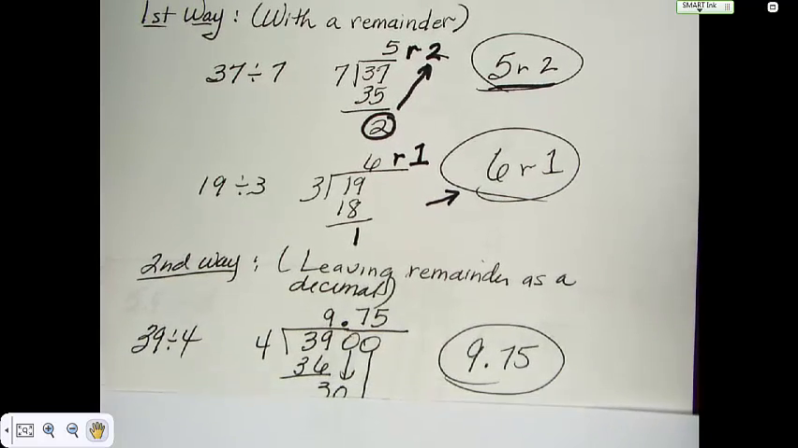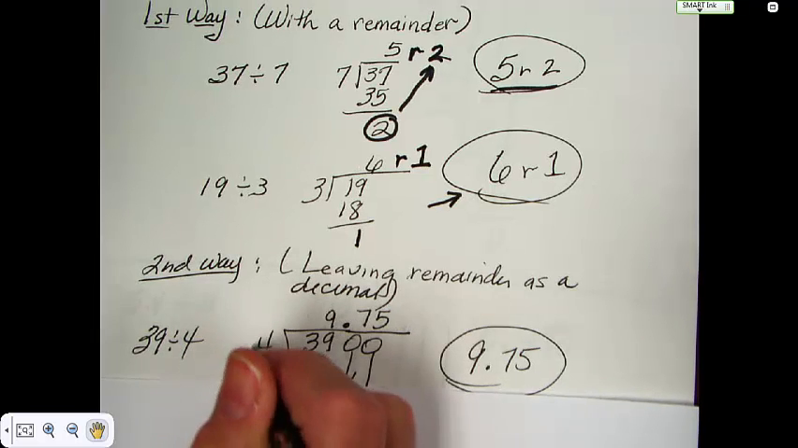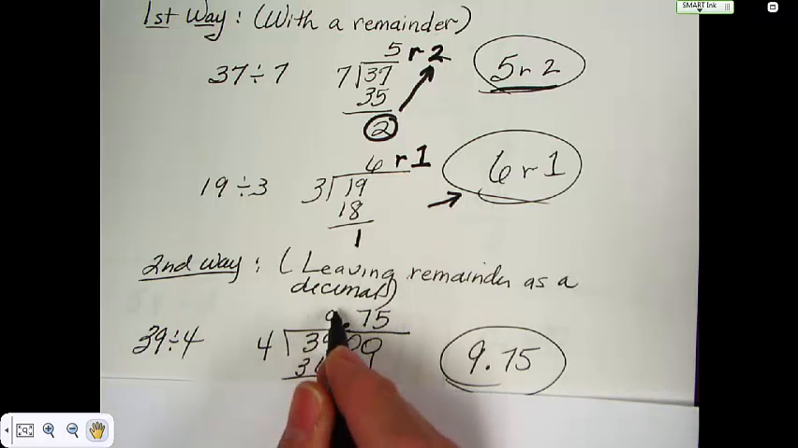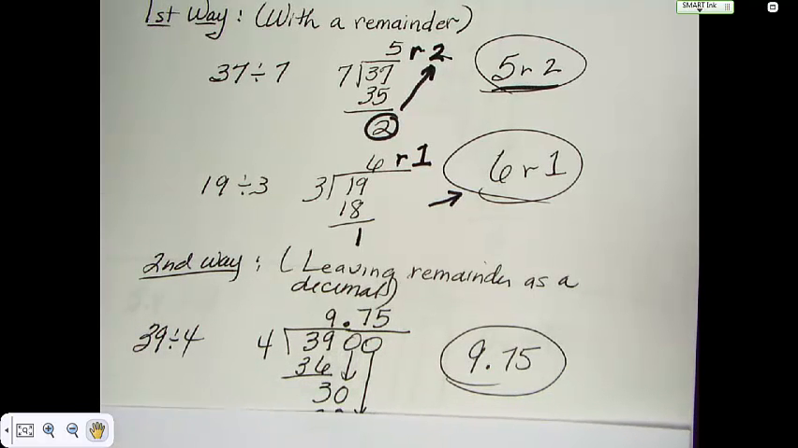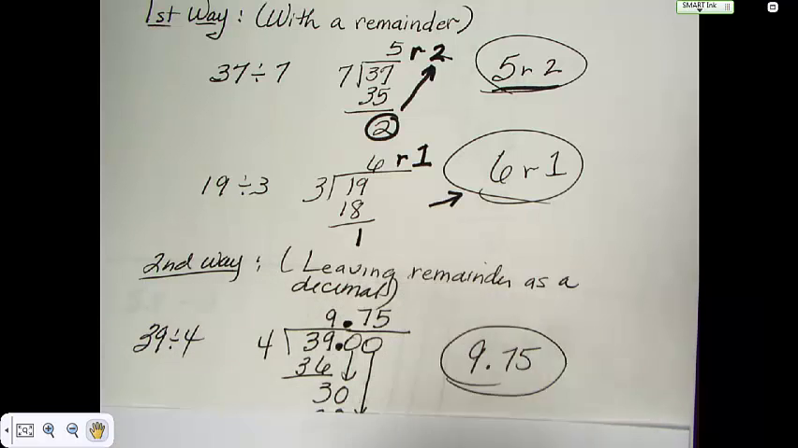So 39 divided by 4. 39 goes in the box. 4 goes on the outside. You start out, 4 goes into 39, 9 times, that's 36. And you go, oh, I've still got 3 left over. I'm not writing it as a remainder, so I put a decimal here, and I put my decimal there.